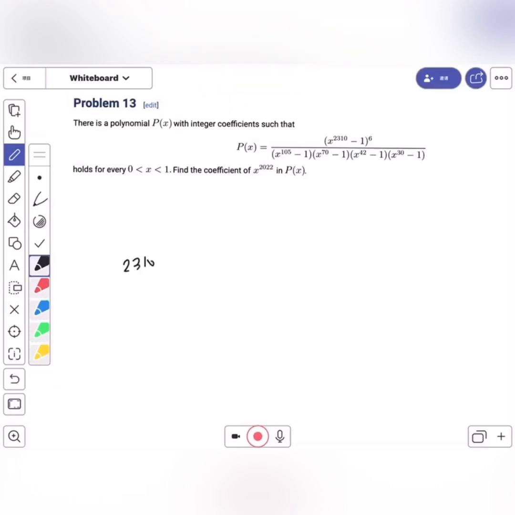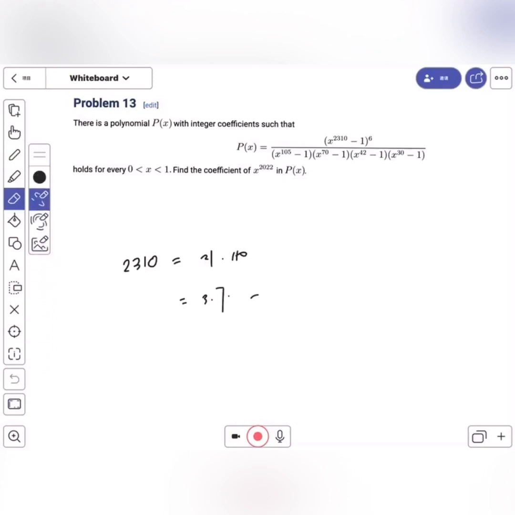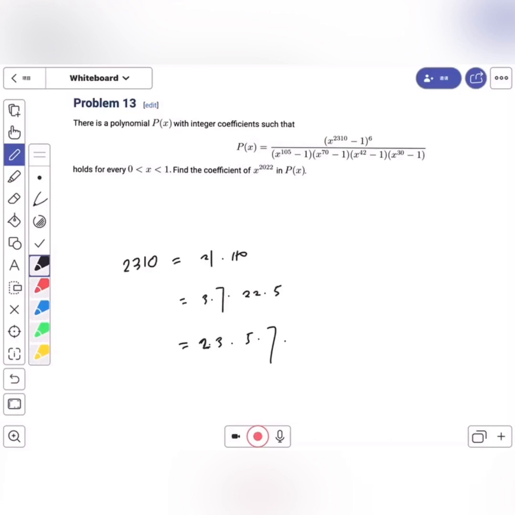2310 is equal to 21 times 110, which is 3 times 7 times 22 times 5, which is 2 times 3 times 5 times 7 times 11. This is the prime factorization of 2310.